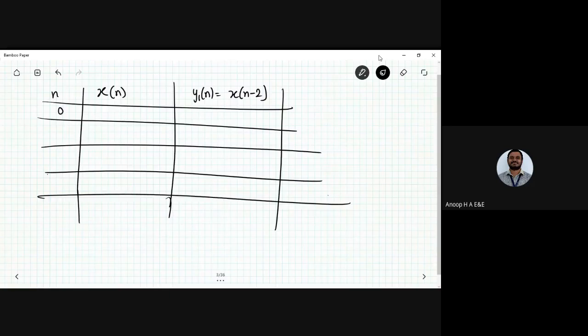Yes, so let me give 0. What is x of 0? 0. When x of 0 minus 2, that is x of minus 2, that is again equal to 0. Hope you are getting it, right? So now when x equals 1, what is the value of x of 1?